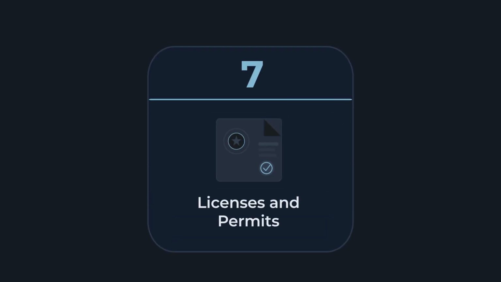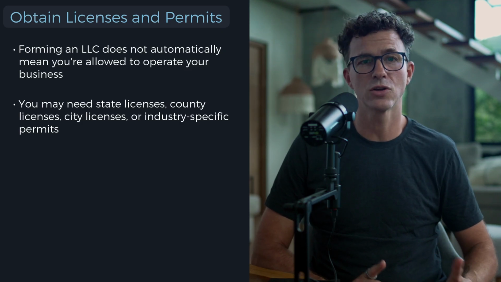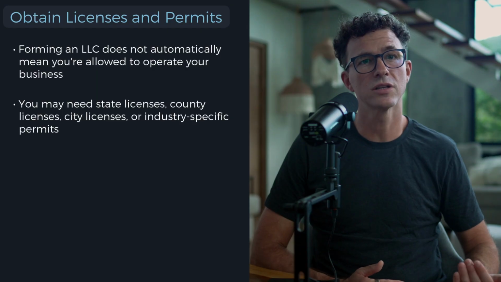Step 7, obtain licenses and permits. Forming an LLC does not automatically mean you're allowed to operate your business. Depending on what you do and where you're located, you may need state licenses, county licenses, city licenses, or an industry-specific permit. This part is based on your business type and your location, so you need to check local and state requirements. As a starting point, you could ask your favorite AI tool if you need any licenses or permits to operate your business type in whatever city or county that you're based in.